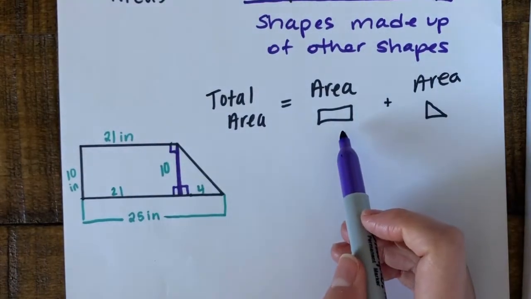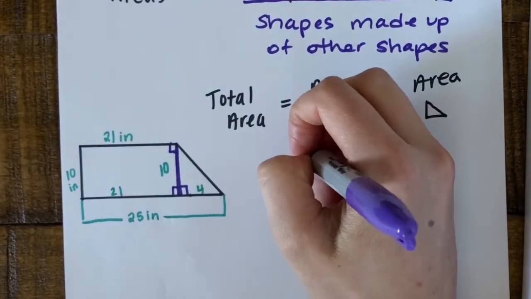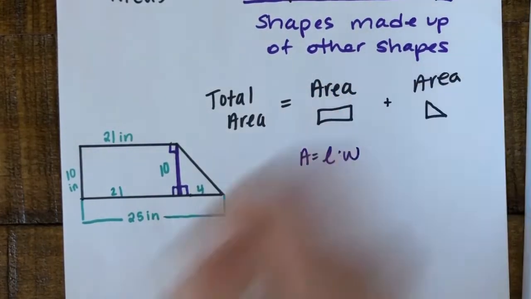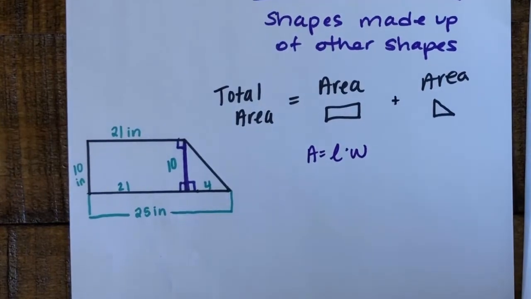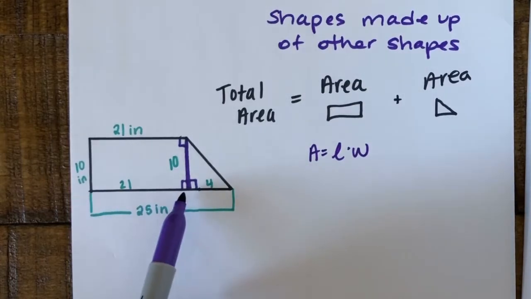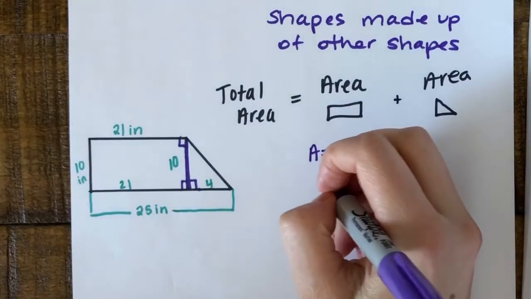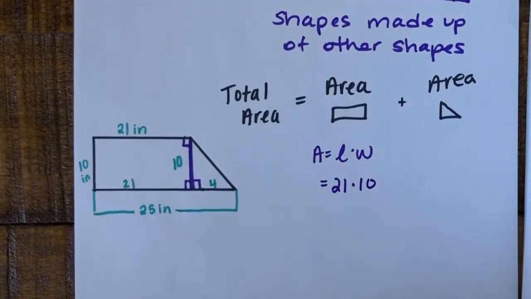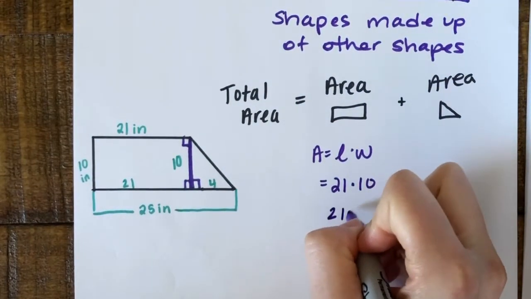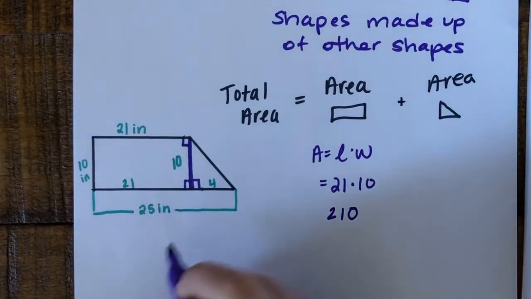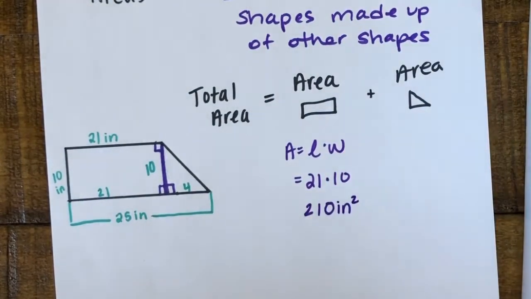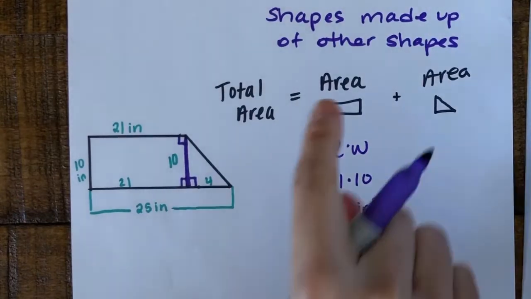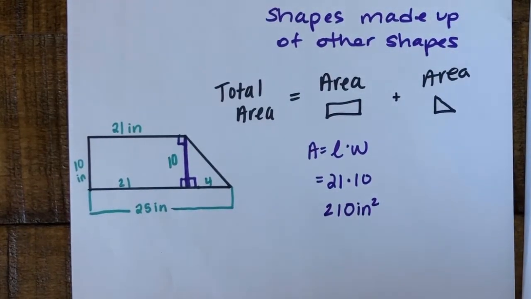So for my rectangle, I need to do length times width. If I look at my rectangle, it appears that my length is 21 and my width is 10. And if I do that in my head or in my calculator, I'll find that that is 210 inches squared, squinches. So just my rectangle is 210 inches squared.